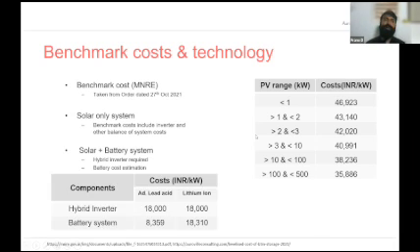While for a hybrid system and a battery system, we take a hybrid inverter as well as the battery system cost from research, and we have provided the references at the bottom of this slide. We will also be sharing this slide with the participants at the end of the session so that they could have a reference of the presentation.